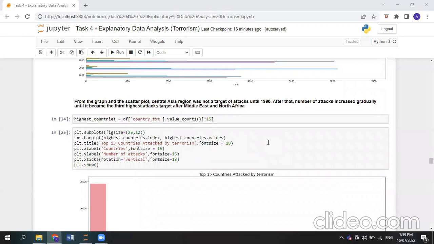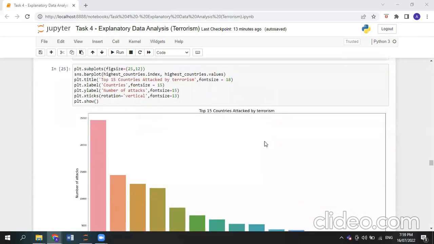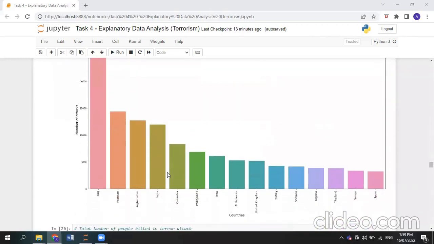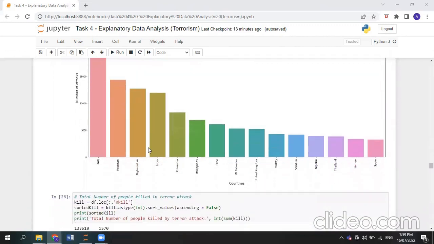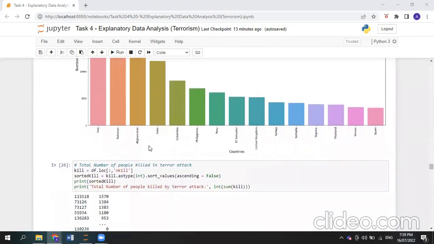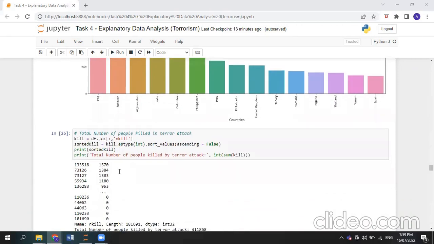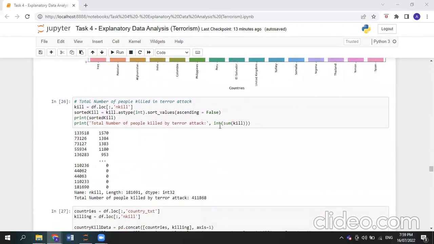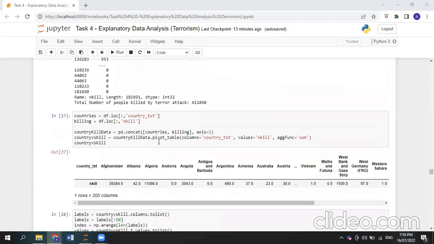Here we are showing the highest countries that are attacked by terrorism. The highest country is Iraq, followed by Pakistan. So Iraq and Pakistan could be considered the top hot zones of terrorism. The total number of people killed in terror attacks is shown below by the sum of kills. Here we show each country and the number of people killed in these countries.